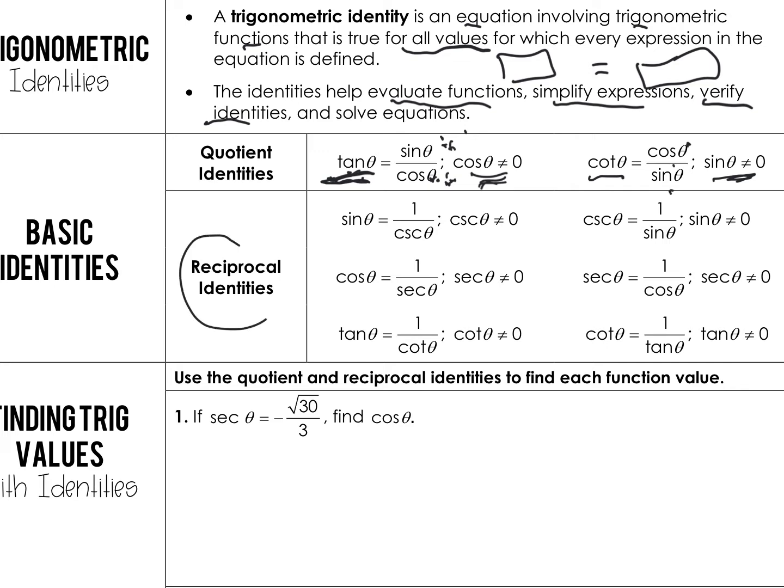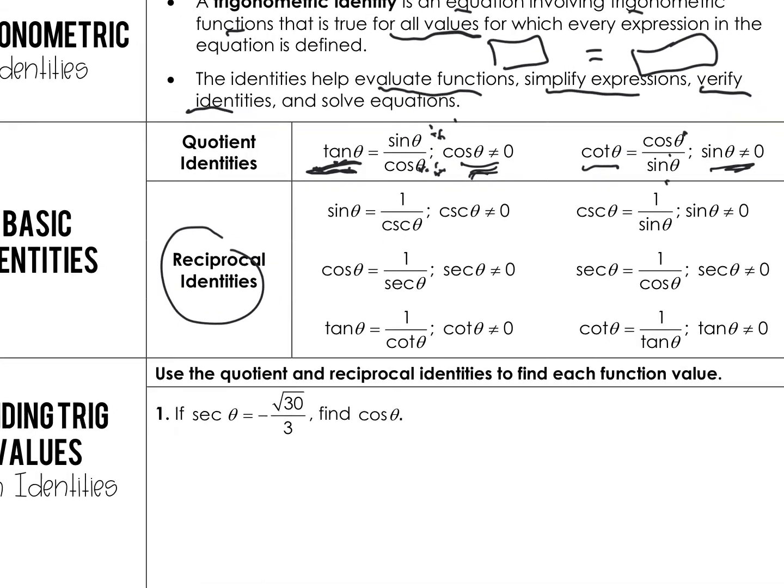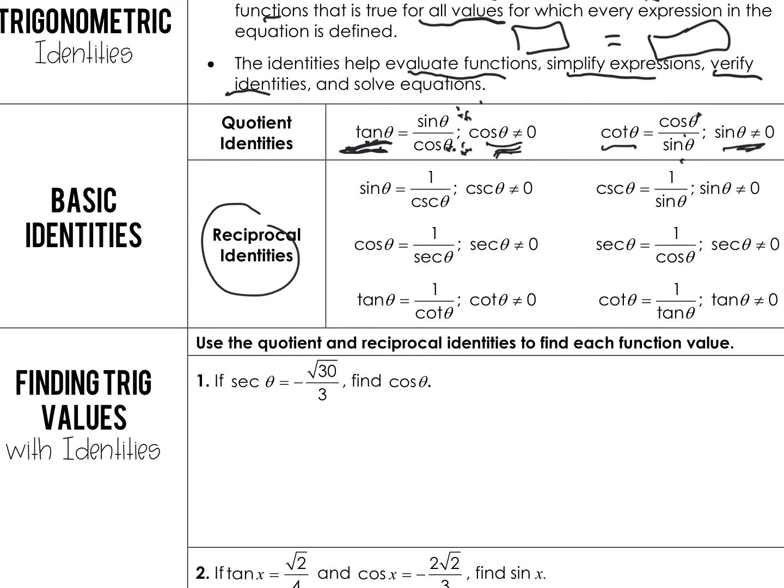Okay, reciprocal identities, when you flip something, we've done that already too. Sine of theta is the same as 1 over cosecant. And we've talked about cosecant is the same as 1 over sine. Those are called reciprocal identities. Of course, every one of these, as long as the denominator is never 0. Cosine is 1 over secant. Secant was 1 over cosine. Tangent, 1 over cotangent. Cotangent was 1 over tangent.